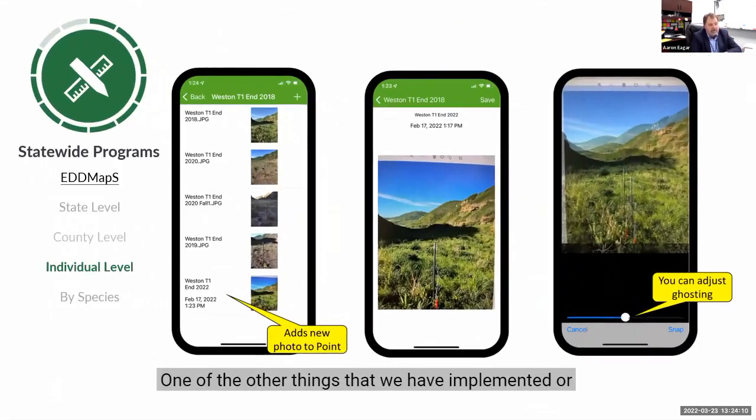One of the other things that we have implemented over this last year is the photo point part of EDDMapS Pro. This was something that we really pushed for so that we could tell a better story. And that's one of the things in my position: I might only have 25 seconds with the legislator. I've got to be able to tell a story well. Sometimes data is a great way to tell that story. Sometimes a picture is way better.